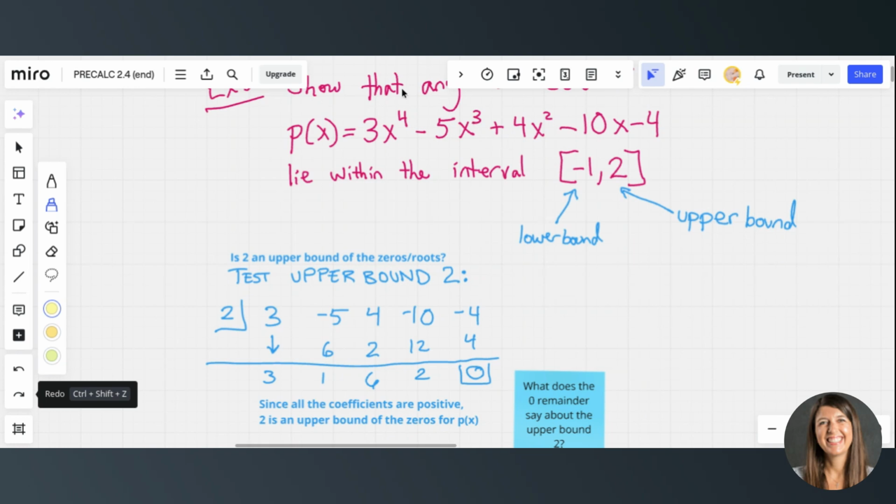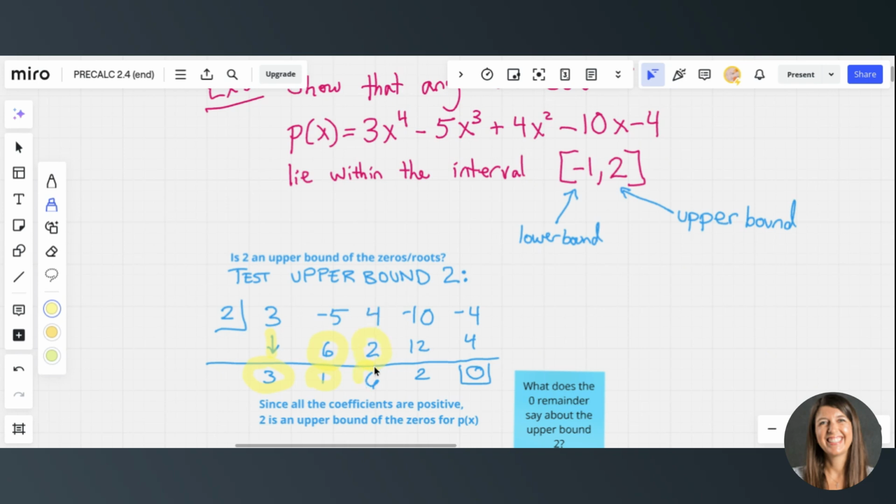So I'm going to grab these coefficients, 3, right, -5, 4, -10, and -4. I'm setting up my synthetic division, and I'm going to do my synthetic division. So the first step with synthetic division is to bring down the first number. So I write 3 here. 3 times 2 is 6, and then I add -5 plus 6 is 1. 1 times 2 is 2.